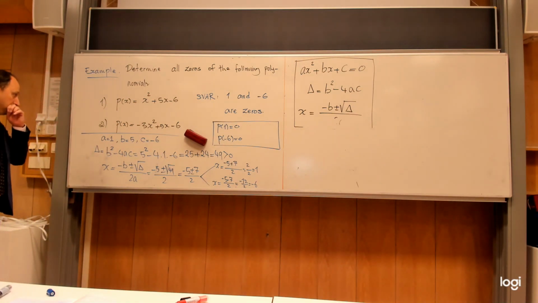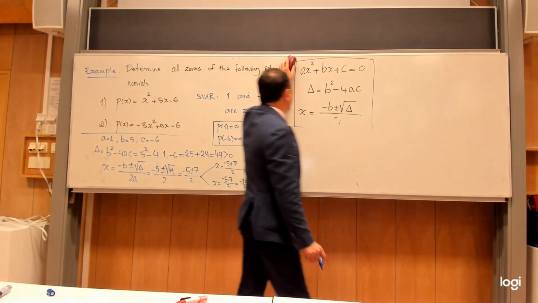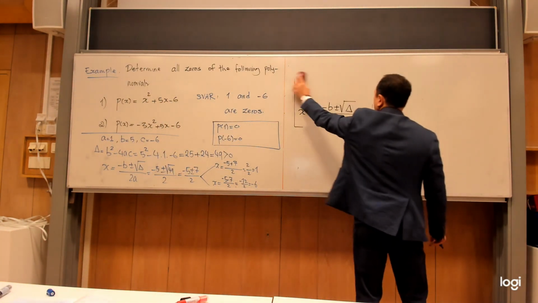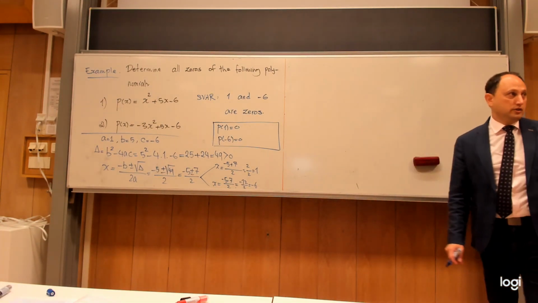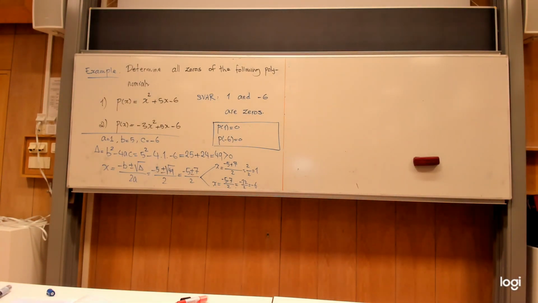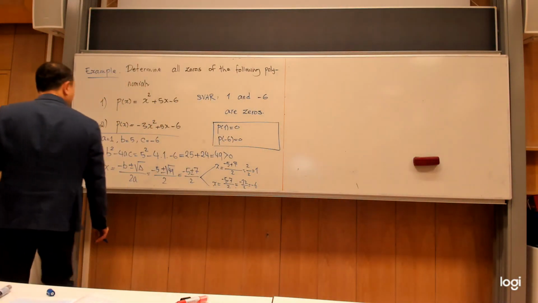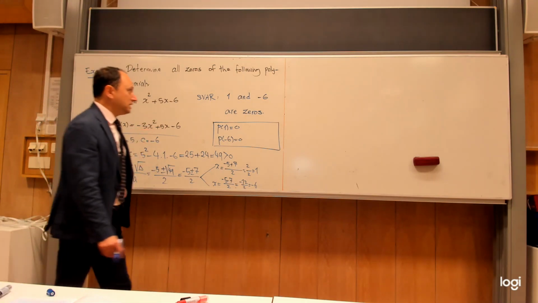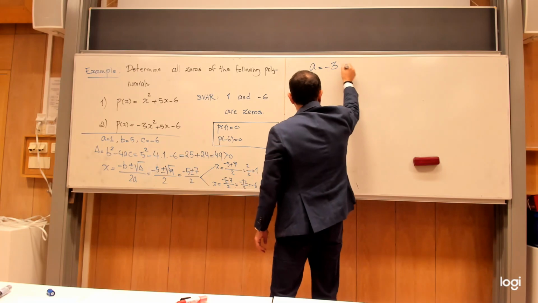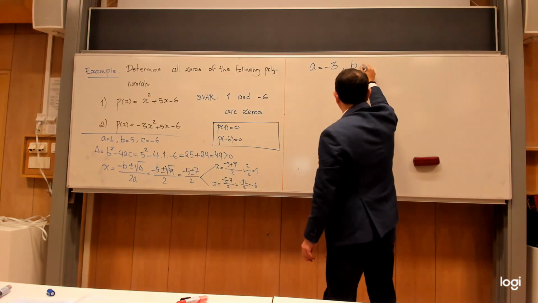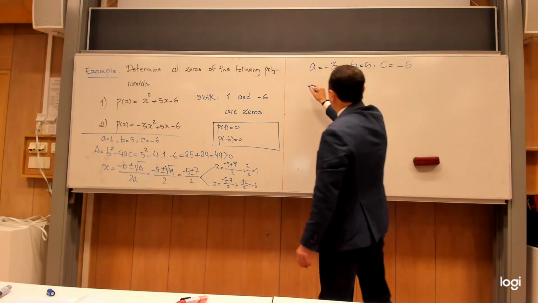Okay, so what happens for this one? Did you get any answers? No, there are no real answers, if I am right. So let us calculate. You need to be careful about the minus sign. Let me calculate delta. But before delta, what is A? It's minus 3. What is B? It is 5. What is C? It is minus 6. Yes? And then I calculate delta.